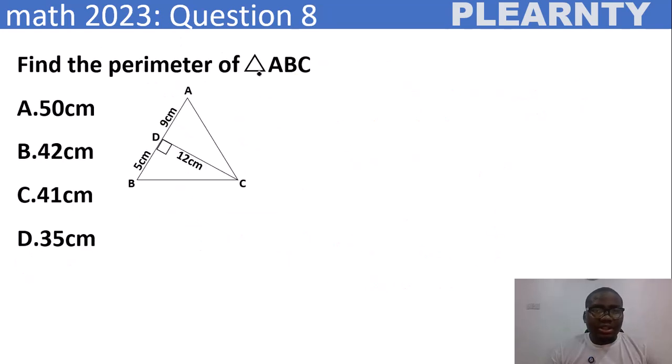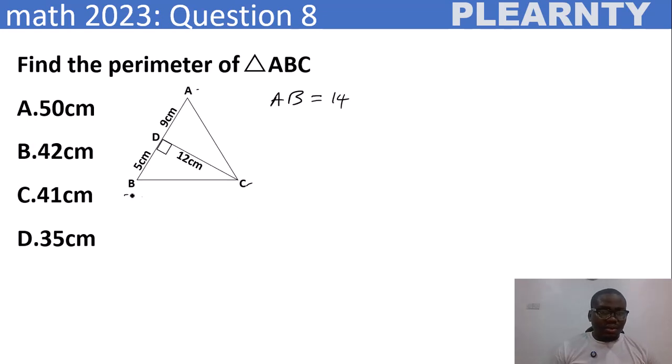Find the perimeter of triangle ABC. So this is triangle ABC. I want to find the perimeter. And perimeter is, you are going to add all the sides of the triangle. So from this point to this point, you add it, from this point to this point, you add it, from this point to this point, you add it. So now we already have this length from A to B. Let's call that AB is equal to 5 plus 9, that is 14 centimeter.